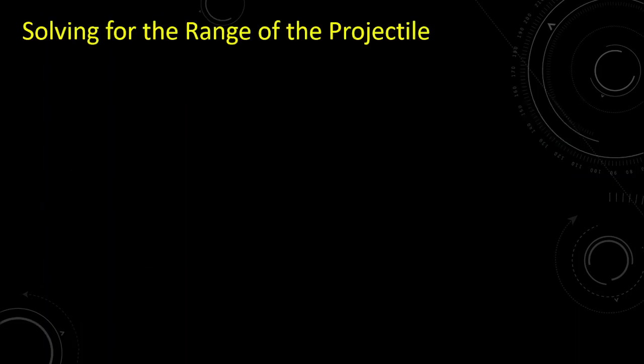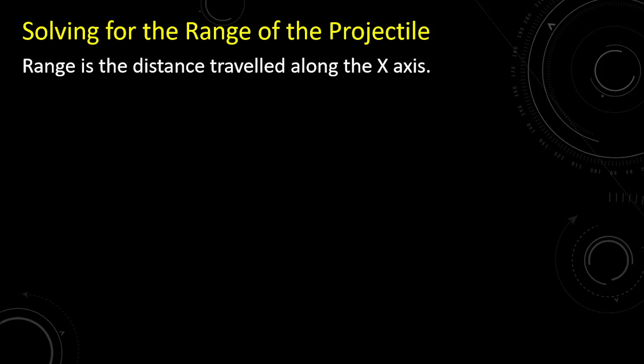We now solve for the range of the projectile. The range is the distance traveled along the x-axis. We can use the fact that the time to get up is also the amount of time to get down. Hence the total time interval of the projectile motion is time to get up plus time to get down, or 2 times the time to get up.